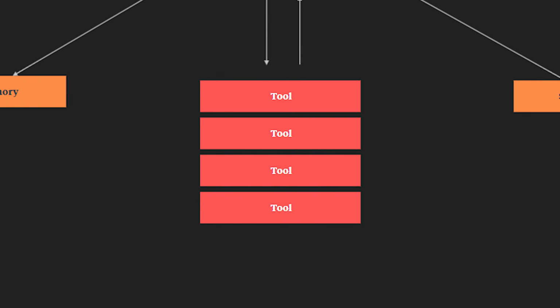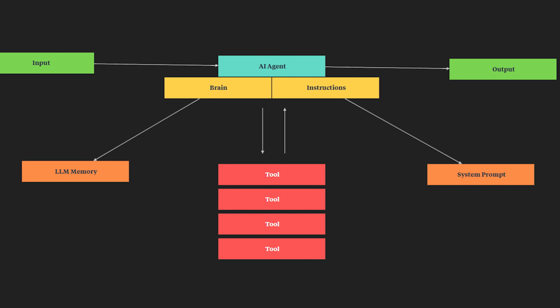So you can have one tool, two tools, three tools, or four tools, as many tools as you want for the AI agent to fulfill its task. And the AI agent will use its brain in combination with instructions to understand what the user message was and what tool it needs to use depending on the input, and take action to fulfill a desired output.